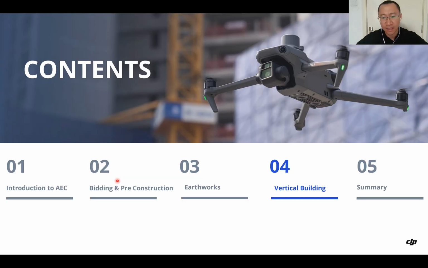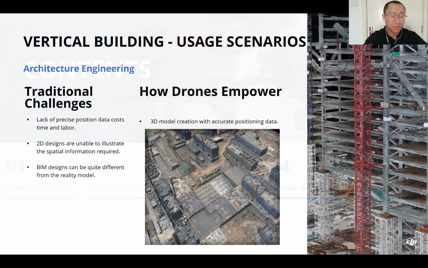Okay, next part, let's talk about the vertical building. So the first period will be the architecture engineering. If we use the traditional way, it will usually lack a precise position and always cost time and labor. And besides, the 2D designs are unable to illustrate the special information required. The beam designs can be quite different from the reality model. But if we use the drone solution, then there will not be a problem.